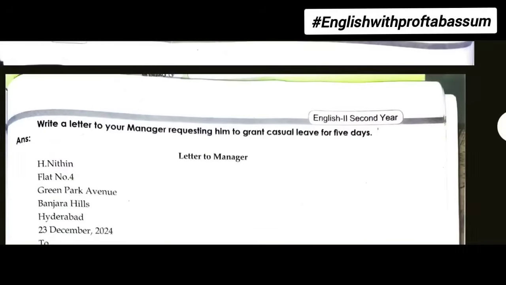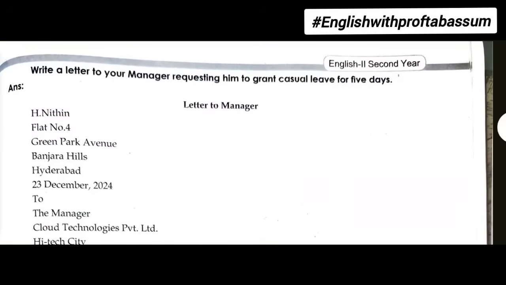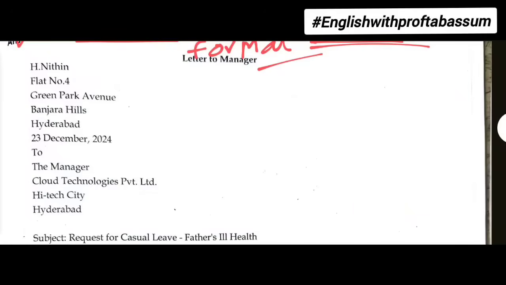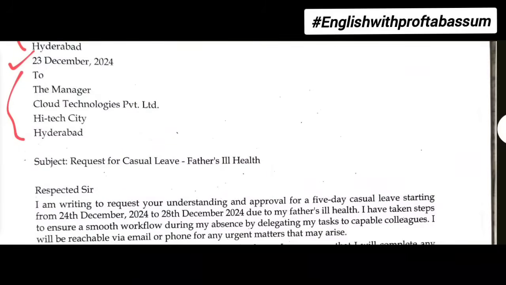In letter writing, you have a choice. The next letter is a letter to a manager. This is a formal letter written to strangers or authorities. Here you are writing a leave letter saying that you want a casual leave for 5 days. Let's see the format. First you write the from address, then leave a line and write date, then the to address, meaning the manager's address, then the subject must come after respected sir.